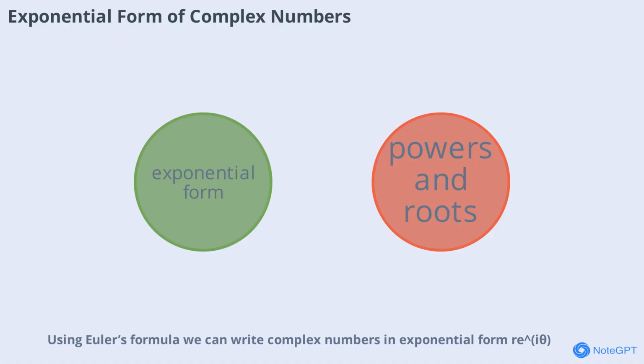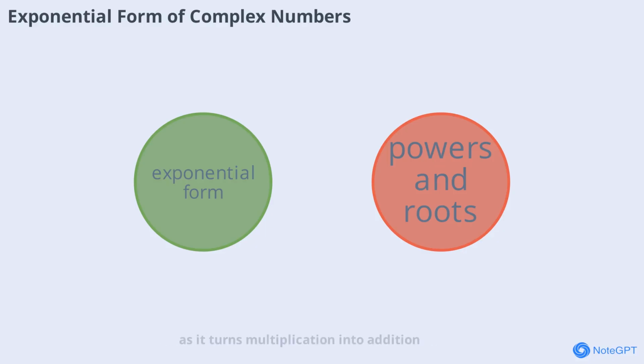Using Euler's formula, we can write complex numbers in exponential form, re^(iθ). Here, r is the modulus and θ is the argument. This form is especially handy for raising complex numbers to powers or finding roots, as it turns multiplication into addition and division into subtraction of angles.